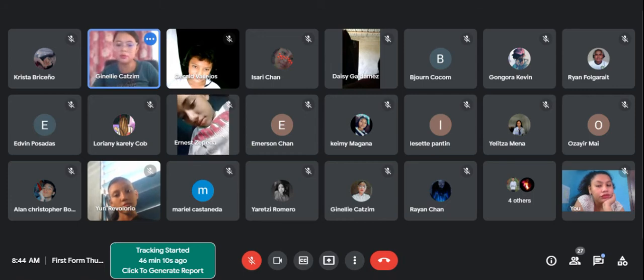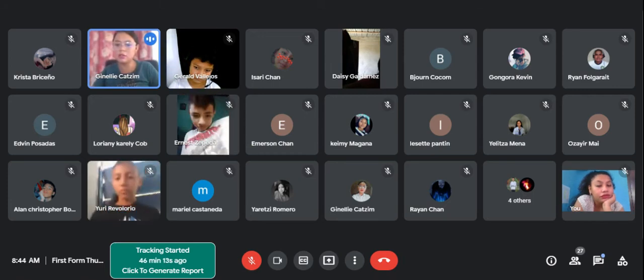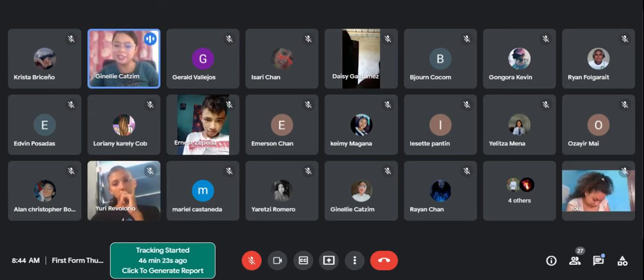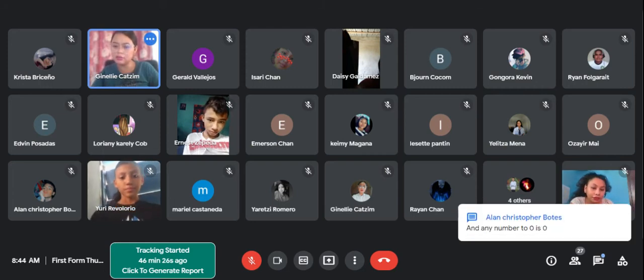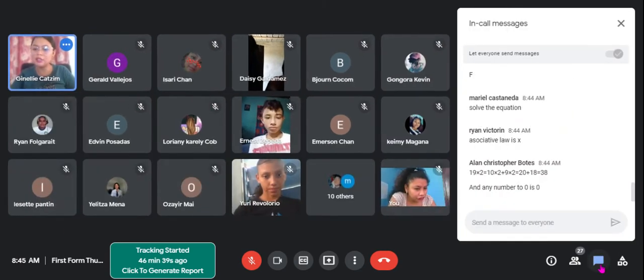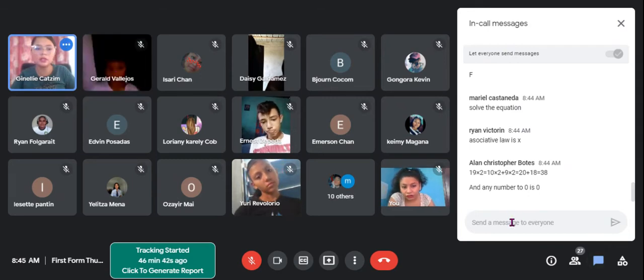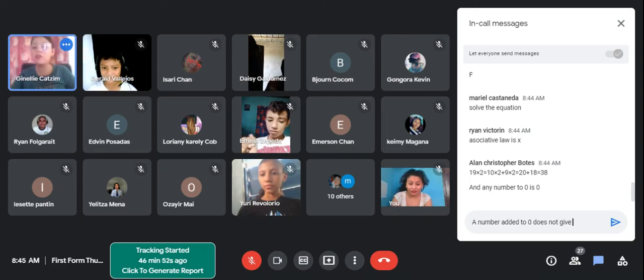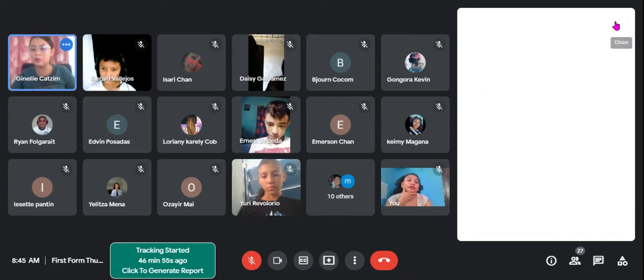Who was typing in the chat box? We have Mariel Castaneda says to solve the equation, the associative law for multiplication. Alan says any number times 0 is 0. Very good. You guys did get some of the key things for this topic. So if you have any questions, you may ask also. It's time already, but if you have any question or any confusion, you can always ask or let me know.